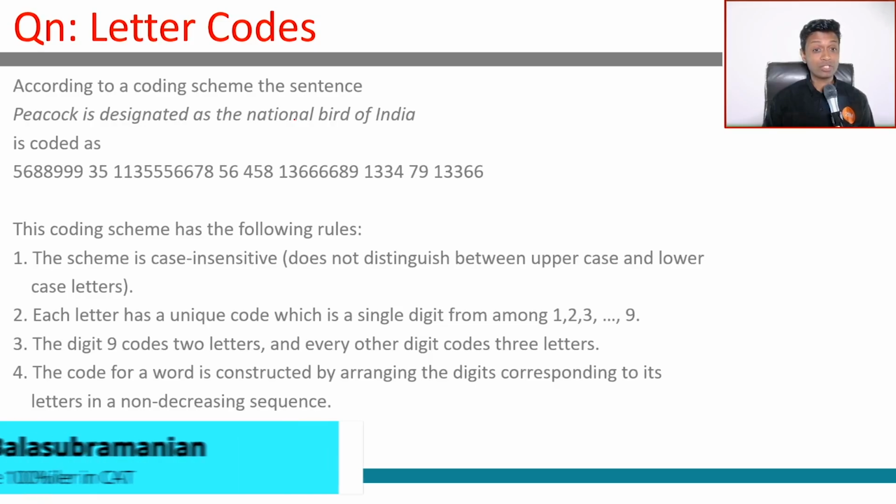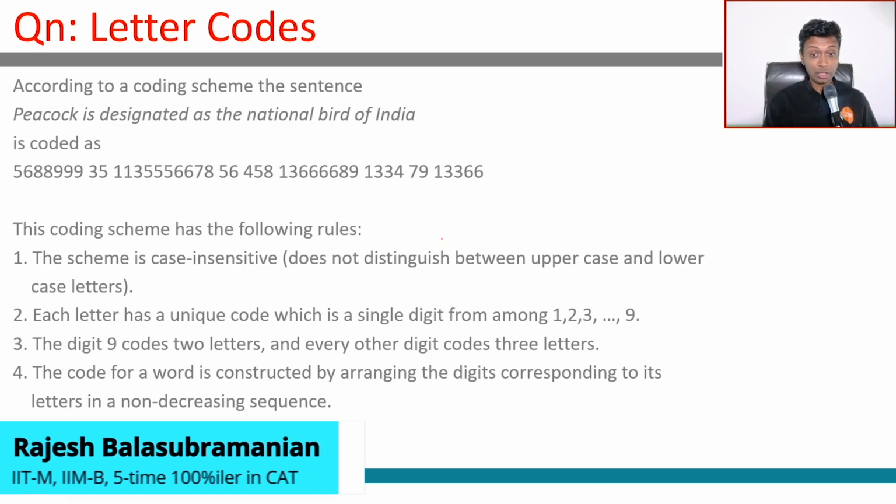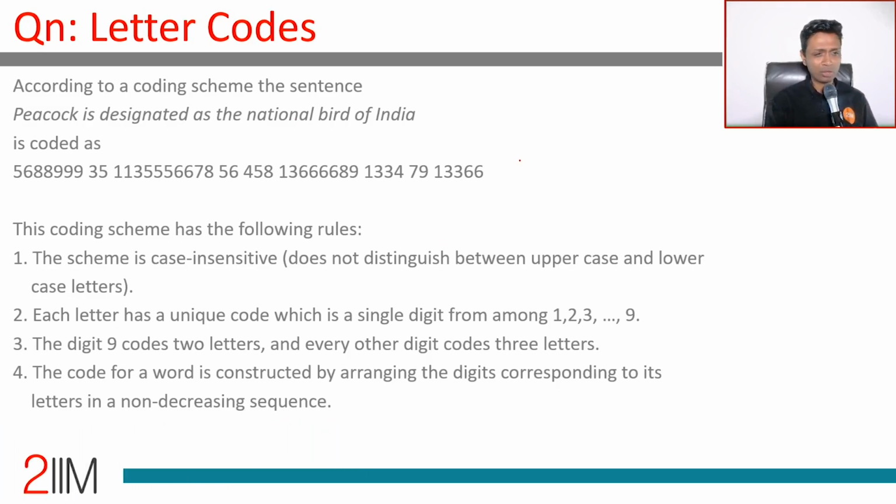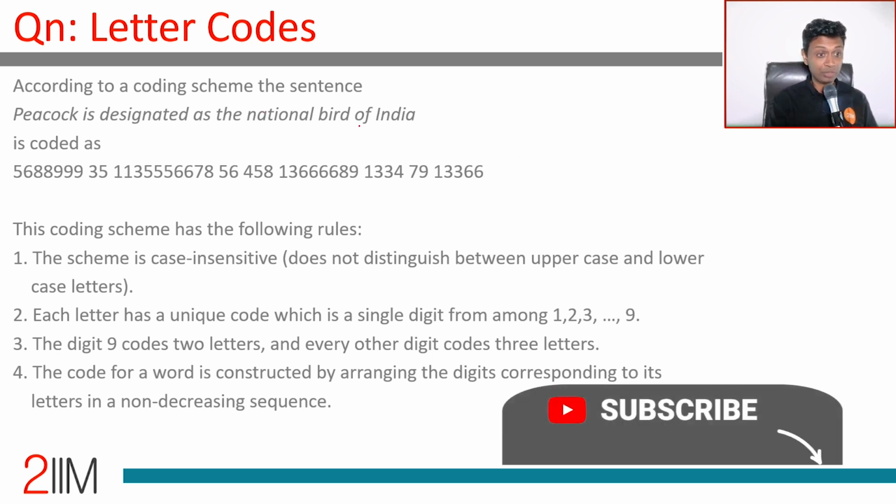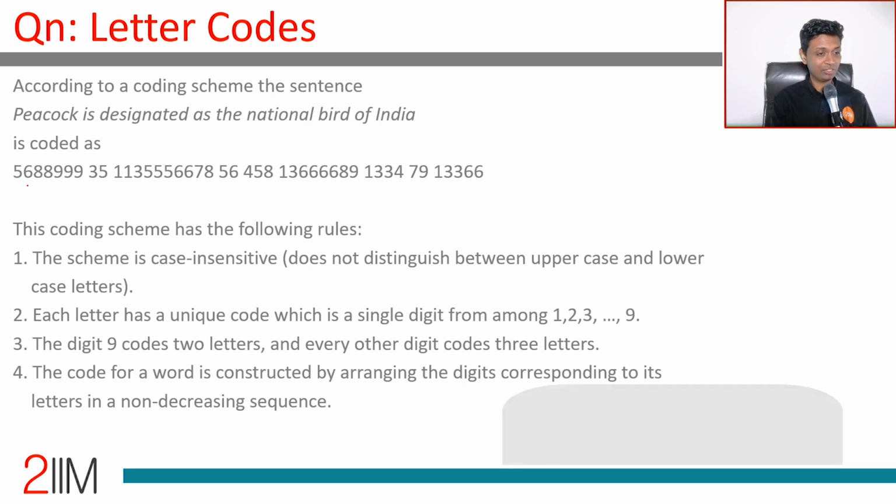Letter codes, fine. First up, I didn't really get this set. It took me a while, but it's a wonderful set. A lot of fun solving this. Peacock is designated as the national bird of India. Is coded like this. And so 1, 2, 3, 4, 5, 6, 7, 1, 2, 3, 4, 5, 6, 7, and 2. So it matches word to word.